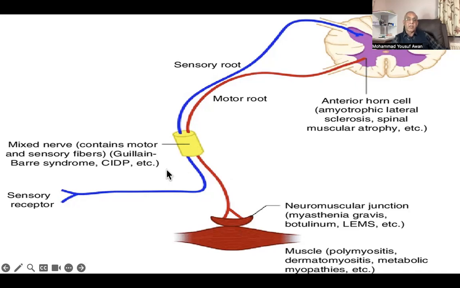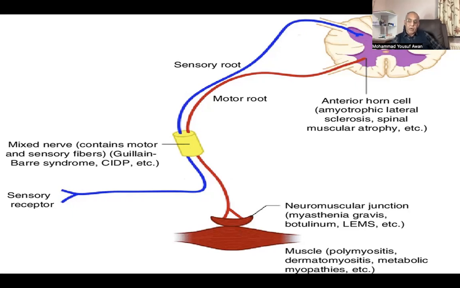So the sensory route from the sensory receptors on the arm and the foot and the hands goes to the posterior root, through the peripheral nerve, to the posterior horn cell, and from here the second order neuron, either from the opposite side or then goes up through the spinothalamic tract.